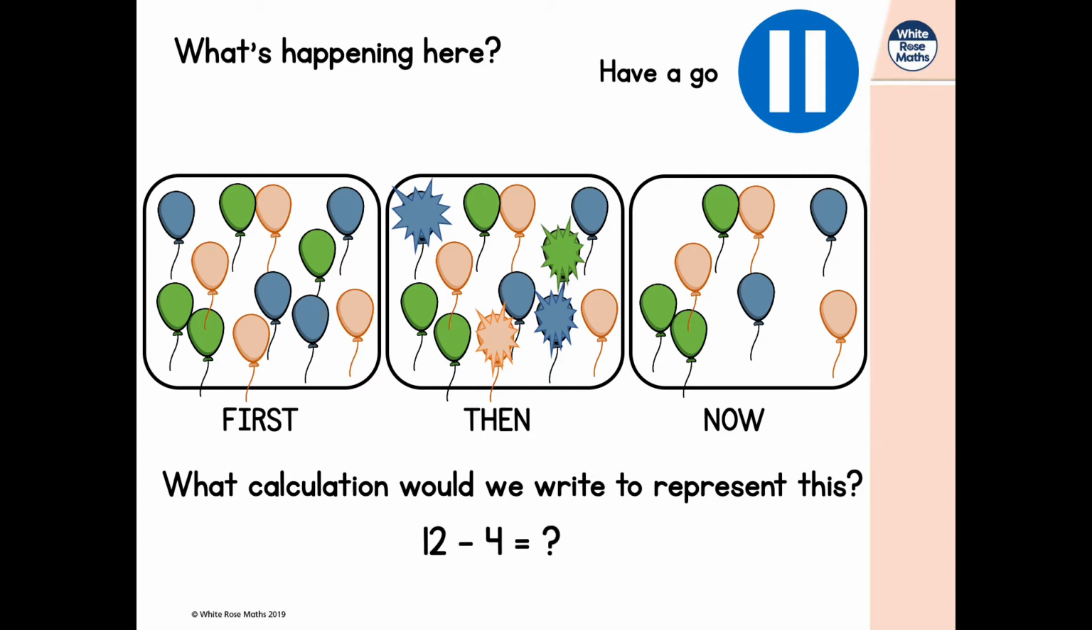Did you write down 12 subtract 4 equals something? If you did, you were telling the proper story. First, there were 12 balloons. Then, 4 of them popped. Now, did you figure it out? Well done! Now, there are only 8 balloons left. 12 take away 4 equals 8.